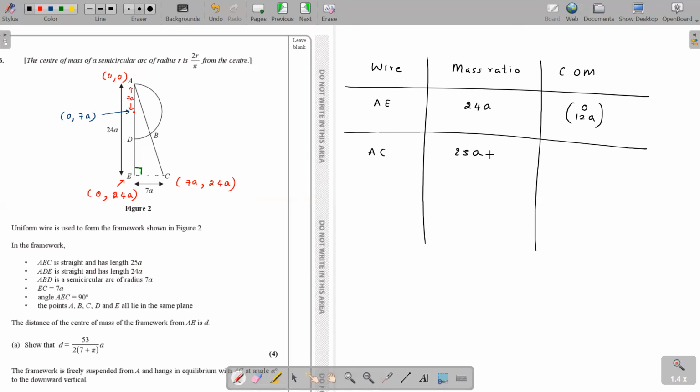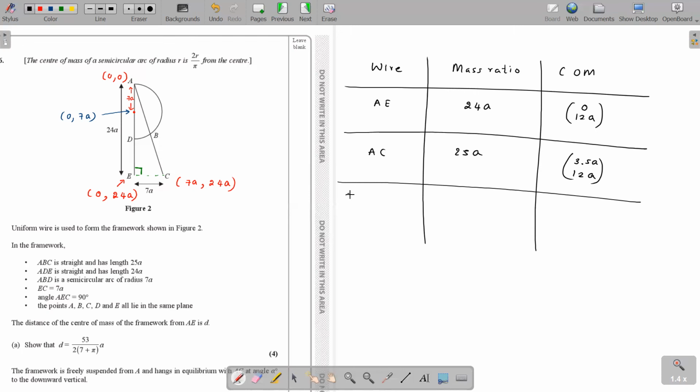So let me mark 25A. That's the mass ratio. Center of mass, add the two coordinates and divide by 2. 0 and 7A. Add and divide by 2, it gives me 0, 3.5A or 7/2A. The other one, 0 and 24A. When I add and divide by 2, I get 12A. Do you agree with it? Then the next one. So I have taken the AE wire, the AC wire. Who else is remaining? The semicircle, right?